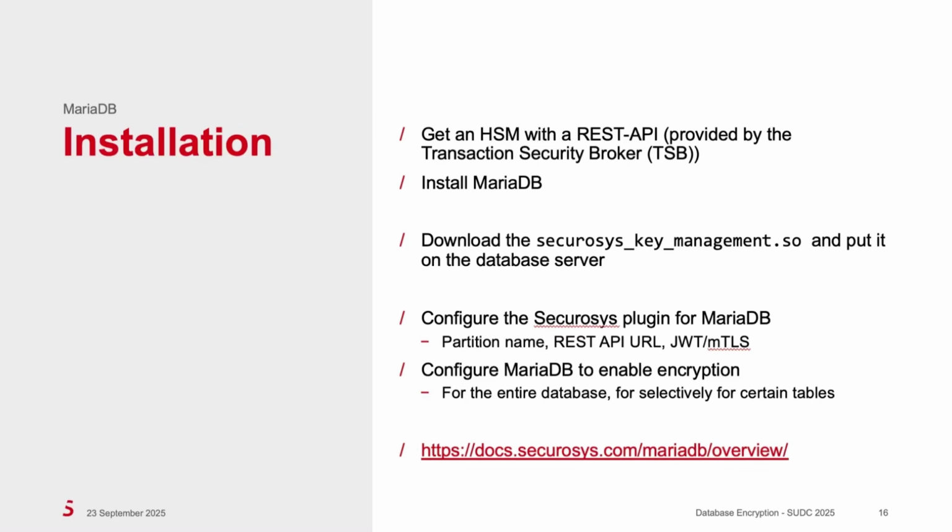Installation-wise, it's straightforward. You need an HSM, a REST API and a MariaDB. Then for the plugin, you just download the shared object and put it on the database server. Then you configure the plugin to tell it where it can reach the REST API, which partition it should use, and how to authenticate against the REST API. Similarly, you then configure MariaDB to load the plugin and tell MariaDB which tables it should encrypt. If you want to know more, you can go to our docs page for a detailed walkthrough and commands and everything.